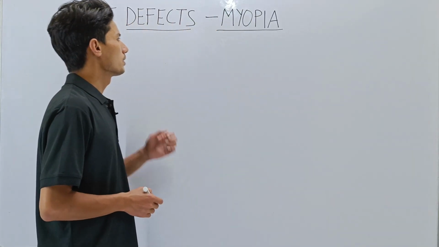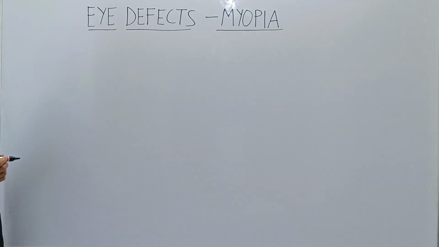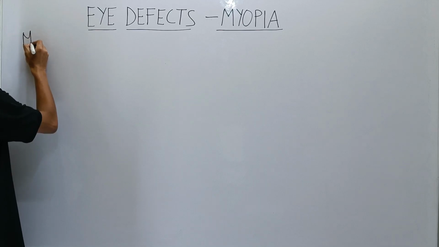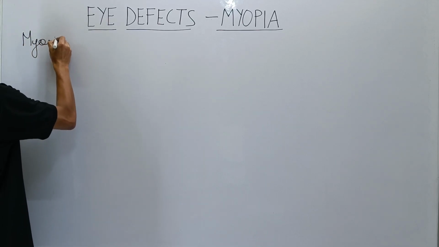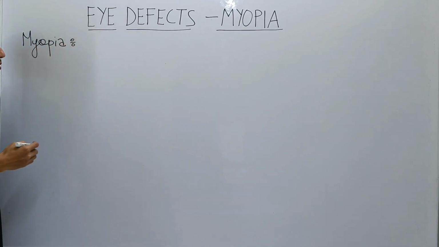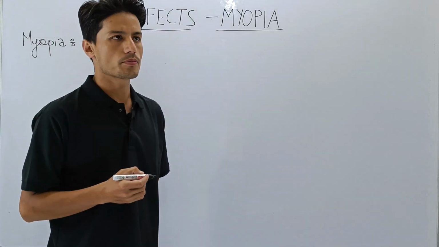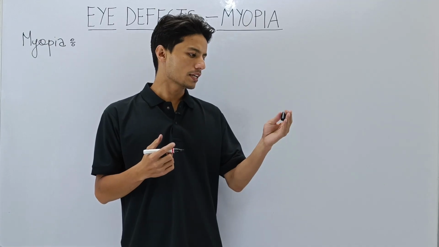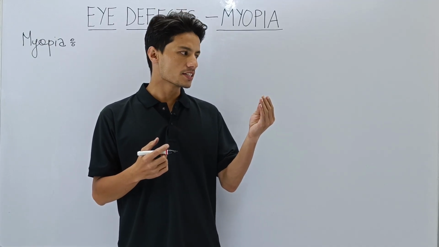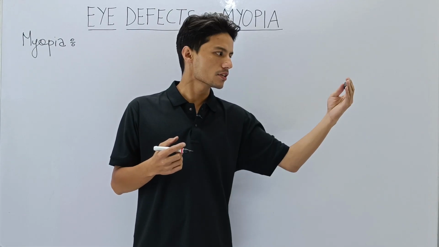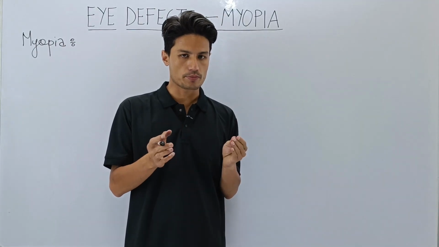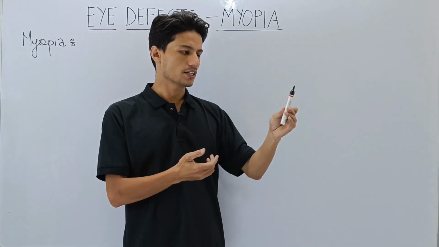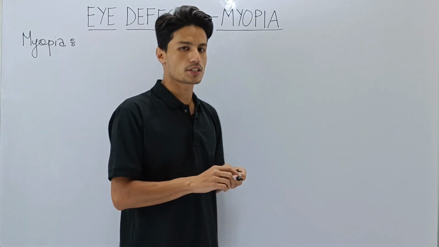So what is myopia? Let us first write down the definition of what myopia is. Myopia is a defect of the eye whereby the person suffering from myopia has no problem seeing near objects but has difficulty seeing distant objects, which means far objects. So a person suffering from myopia cannot see far objects but can see near objects. Alright, so that is what myopia is.